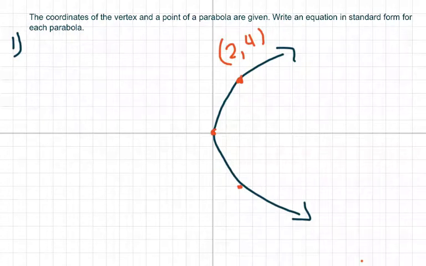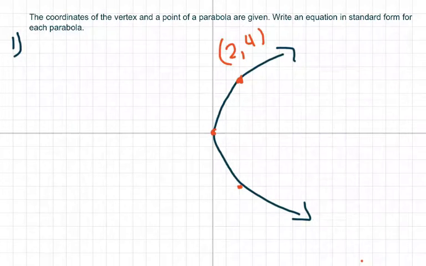Hi everyone. We're going to write an equation in standard form for each parabola. You're given the vertex and a point. What you need to know here are the basic 4 standard forms of the equation. Actually 8, because some of them go left and right, up and down.